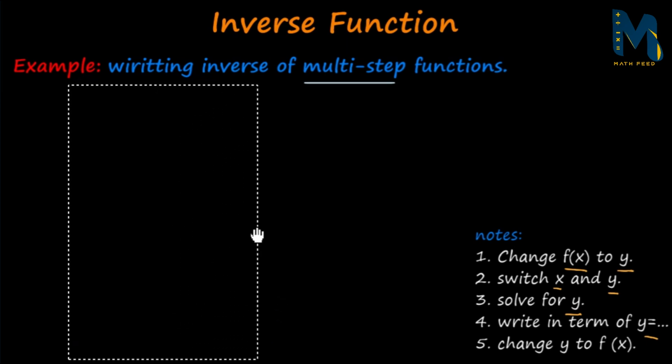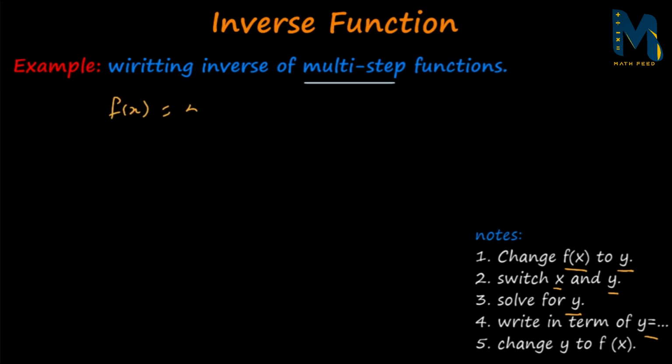Let's check out another example. f(x) equals 5x minus 7. We just apply the rules, and then we will get our result. So f(x) will be y equals 5x minus 7. Switch x and y, switch them. It will be x equals 5y minus 7. Now we solve for y.